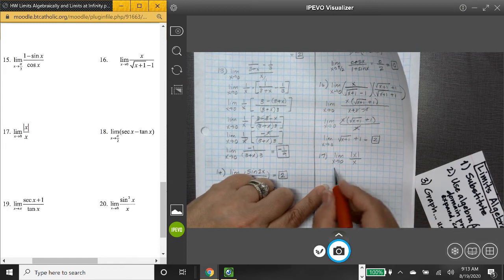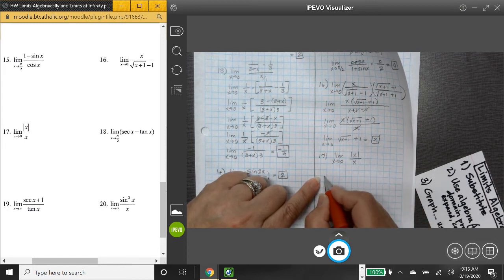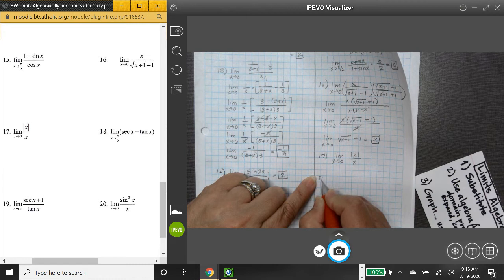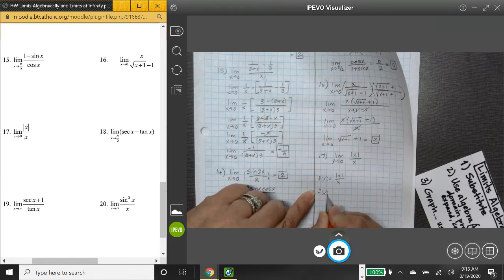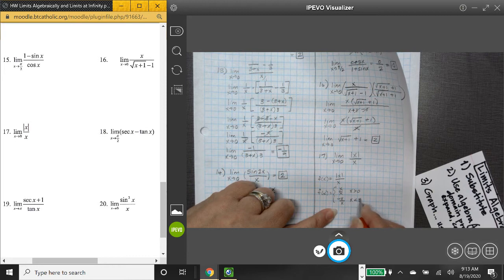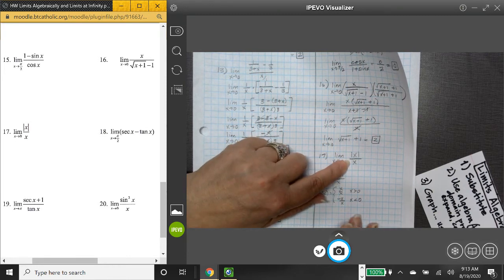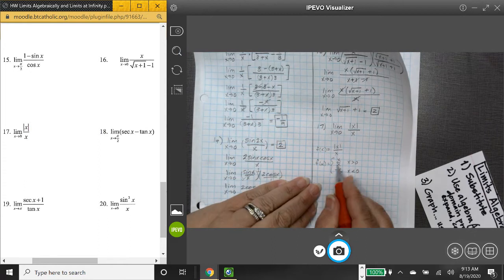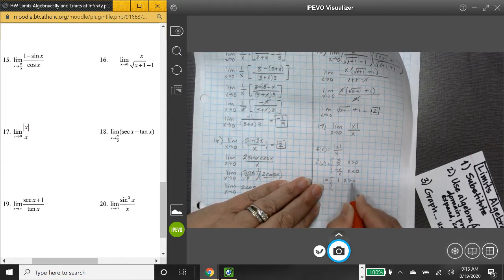And it's a piecewise in disguise, basically. So I'm going to say f of x is equal to absolute value of x over x. F of x is equal to x over x when x is greater than 0, and it's going to be the opposite of x over x when x is less than 0. And x can't ever be 0 because I have a 0 in the denominator. Okay, so if I simplify this, it's going to be 1 for x greater than 0 and negative 1 for x less than 0.